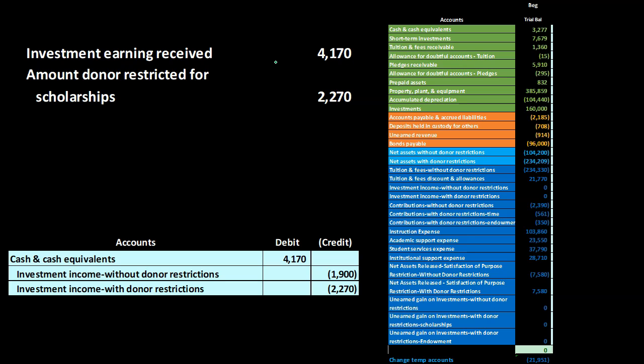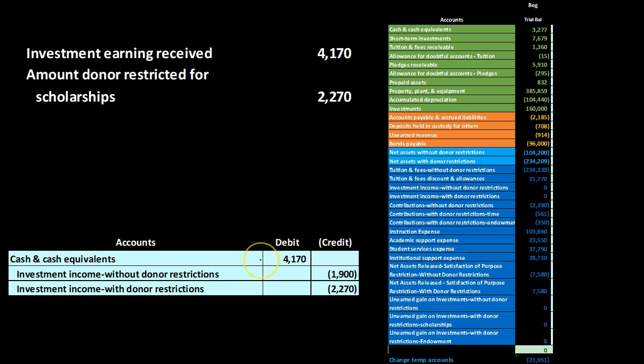Next transaction. Next, we have the investment earnings that are going to be received of the 4,170 and the amount of that 4,170 that is restricted for scholarship. So we got investments and the earnings on the investment we would think then would be a debit to cash, a credit to some type of income account like investment income. As we can see here, however, the difference here is that we need to break out the amount of investment income between that which is with restriction, that which is without restriction.